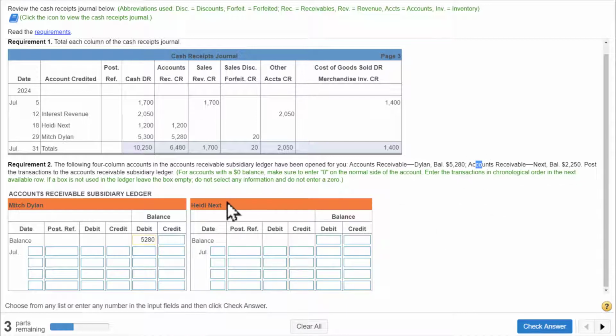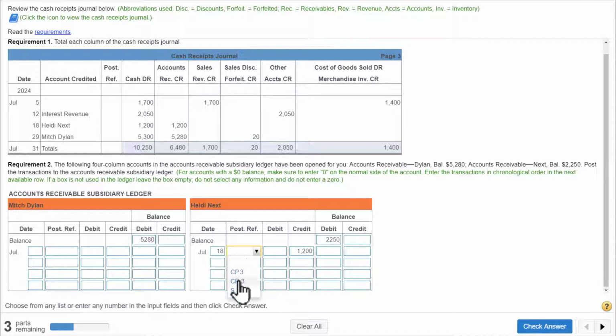For the other customer, Heidi Knext, it says she has a balance of 2,250. Again, that goes on the positive side. And then we're just going to post any AR amounts up here to the subledger, which is down here. We're going to go in chronological order. We're going to start with Heidi Knext. She has a $1,200 credit on the 18th. So let me copy and paste the 1,200. That's a credit. So here's Heidi, 1,200, and that was on the 18th.